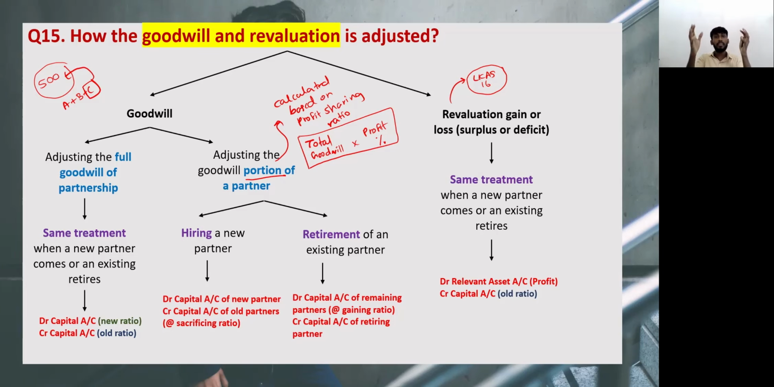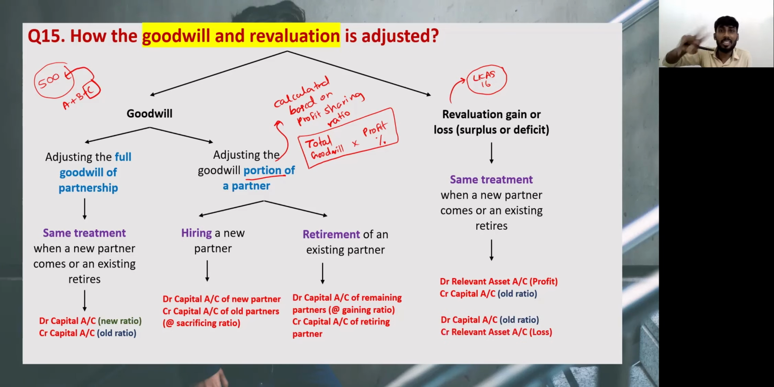Why? If it is a profit, my dear students, a revaluation gain, the asset value will be increased. Therefore, we need to debit the asset account and we need to credit the capital account at old profit sharing ratio. Okay. Capital account credit at old profit sharing ratio.